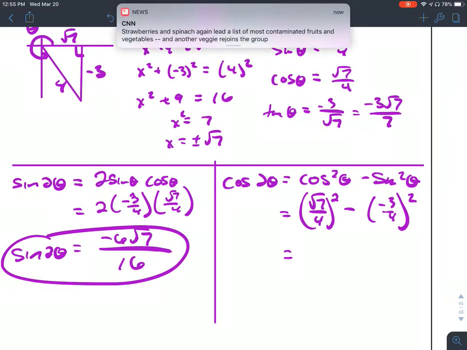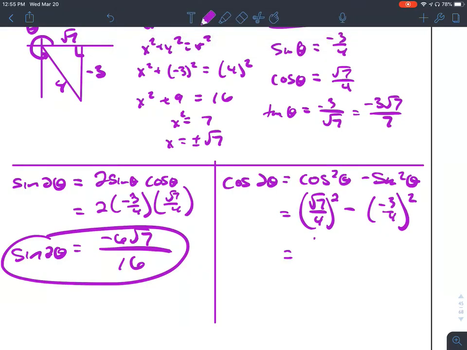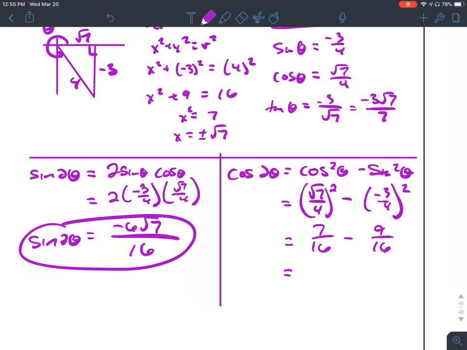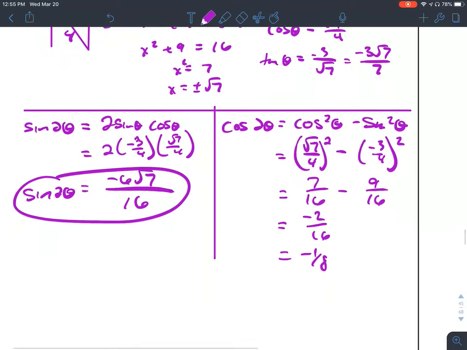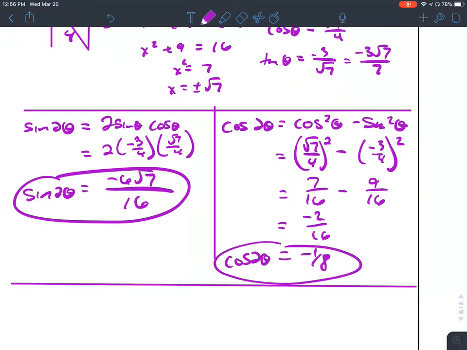Square root of 7 squared is 7. 4 squared is 16. Negative 3 squared is 9. 4 squared is 16. This is going to be negative 2/16, which is negative 1/8. Cosine of 2 theta is negative 1/8.